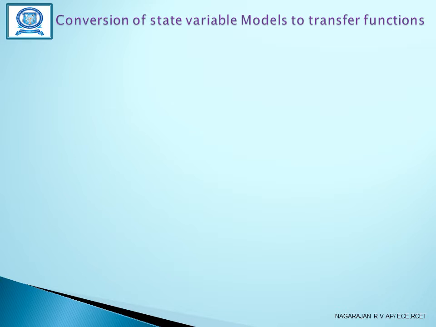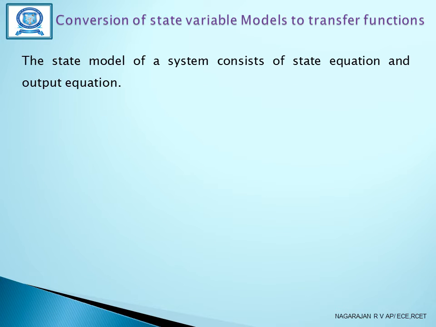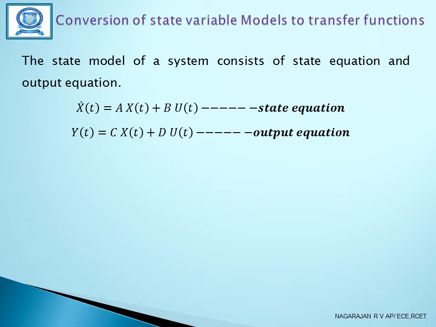Already in the previous video, I explained the state model of a linear system consisting of two equations. One is a state equation, another one is an output equation. The state and output equations are functions of the state variable and input variable. The state equation is x dot of t is equal to A into x of t plus B into u of t. The output equation is y of t is equal to C into x of t plus D into u of t.